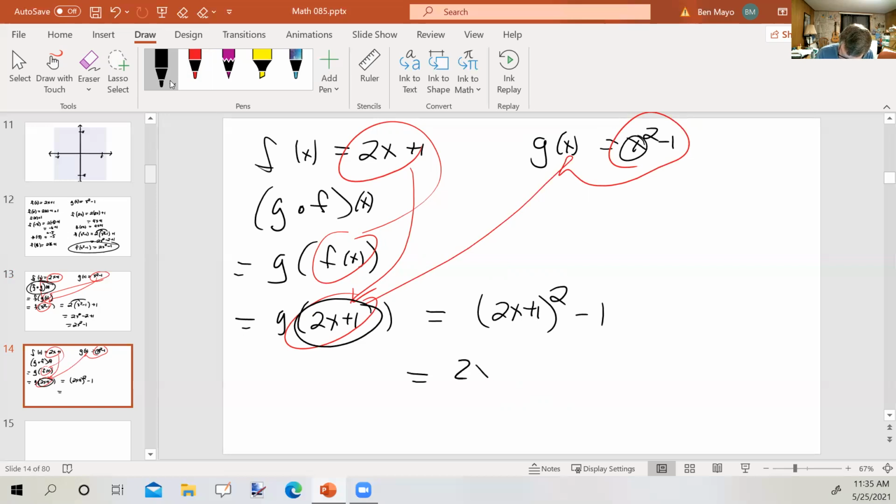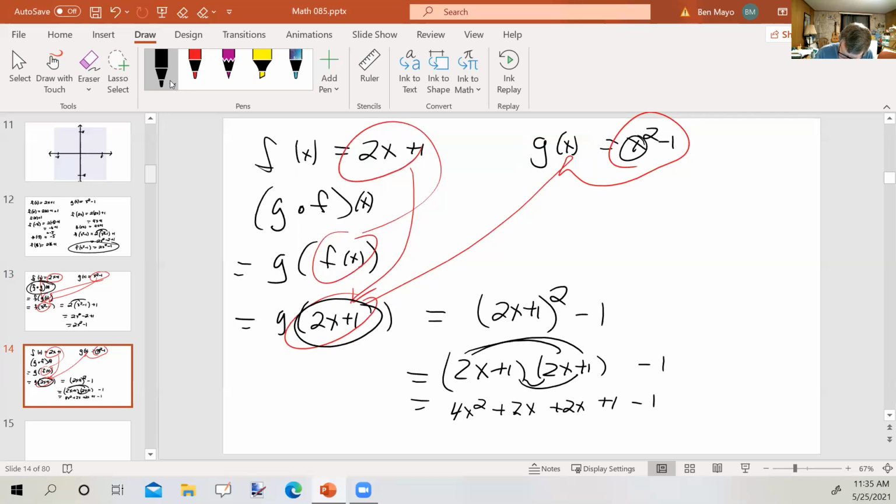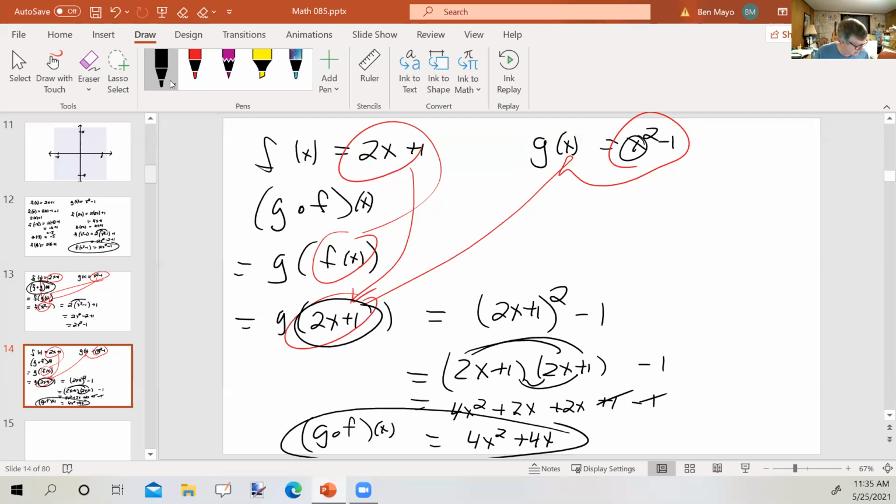Well, that's equal to 2x plus 1 times 2x plus 1 minus 1, which is 4x squared plus 2x plus 2x plus 1 minus 1, which is 4x squared plus 4x. And then the plus 1 minus 1 cancels. So g composed with f of x equals 4x squared plus 4x.